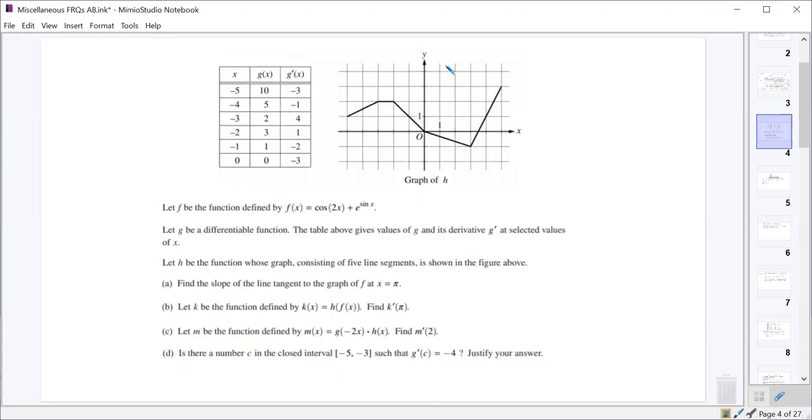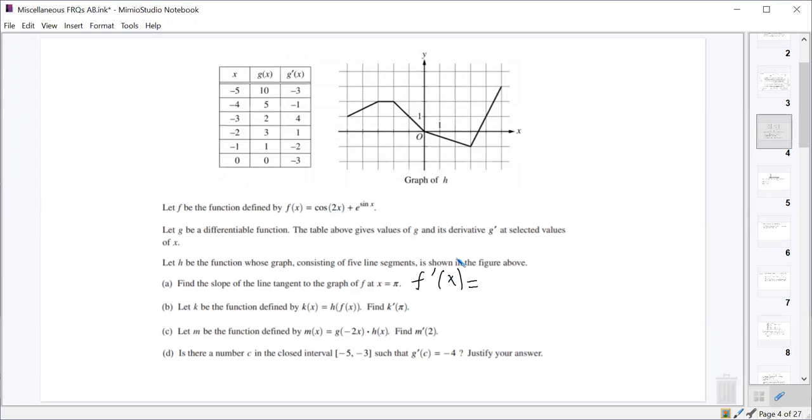All right. How'd this second one go? Would it go okay or no? All right. Let's see. Find the slope of the line tangent to f at x equals pi. Well, f of x is cosine 2x plus e to the sine x. So if we're looking for the slope of the tangent line at pi, all we have to do is take the derivative of that and evaluate it at pi.